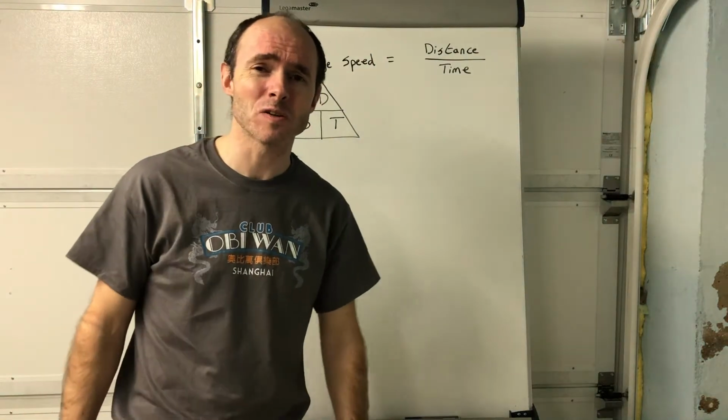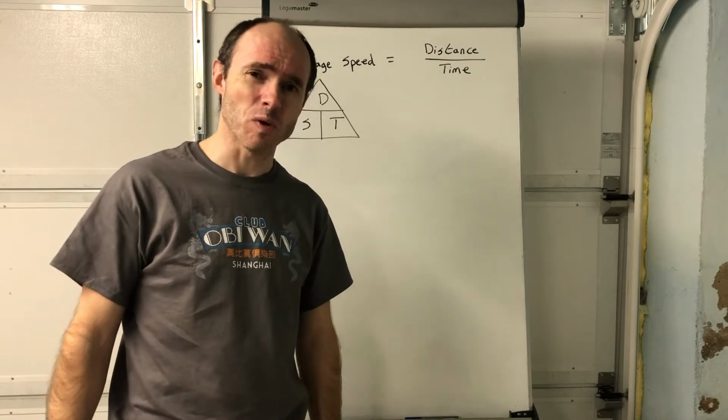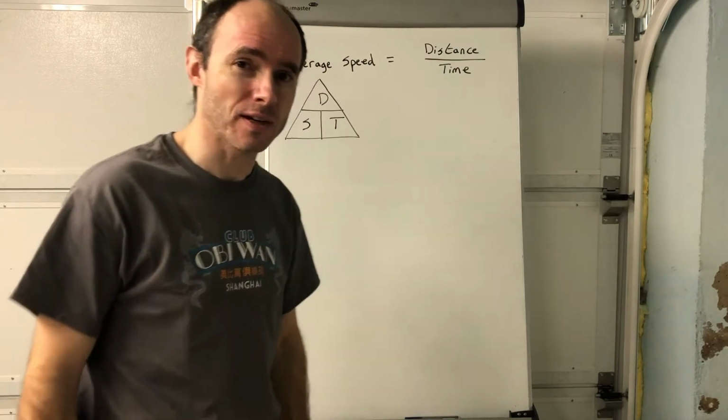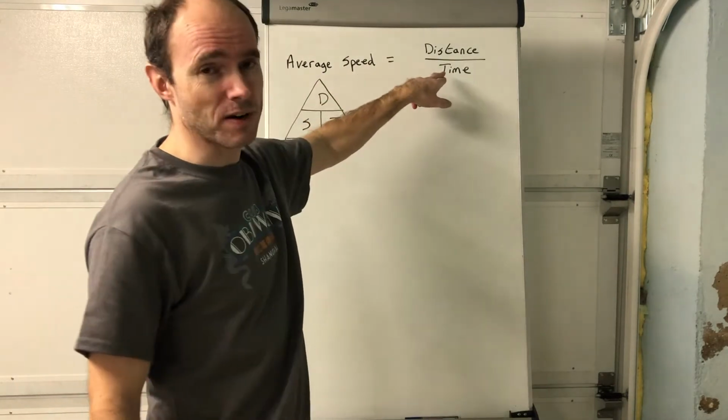Alright, so in this video I'm going to talk to you about some compound measures involving rates of change. The first one is about average speed, distance and time taken. So here's the equation that we often use. Average speed is the distance divided by the time.